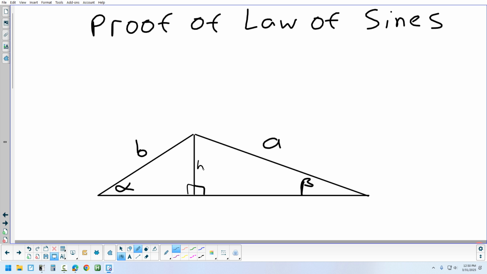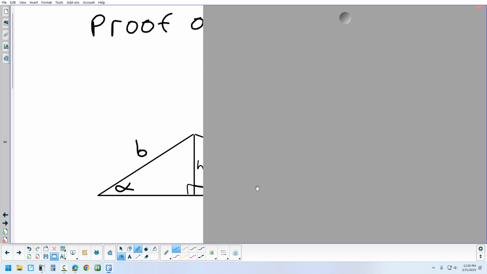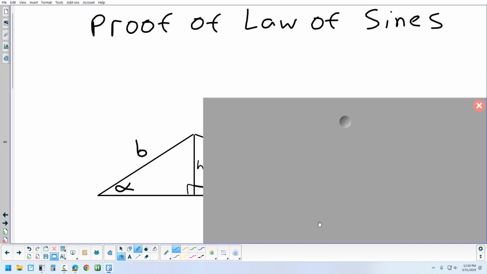Okay, so any questions on what we've labeled there? A is across from alpha, and B is across from beta. All right, so what I'm going to do, we're going to block the right-hand side for now. Just going to look at the left side. All right, so I want to look at that triangle that's there. I've got three things, 1, 2, 3. And I want to come up with a trig function that's going to relate those three things.